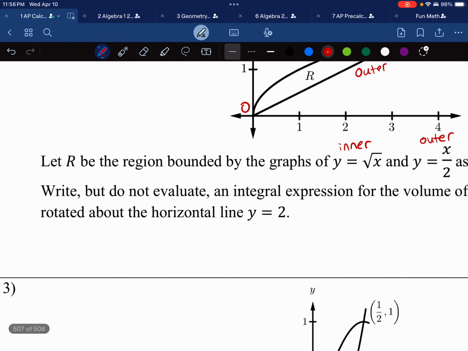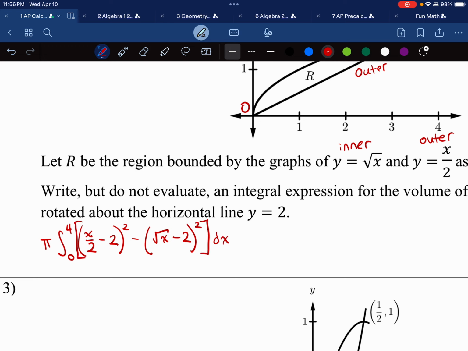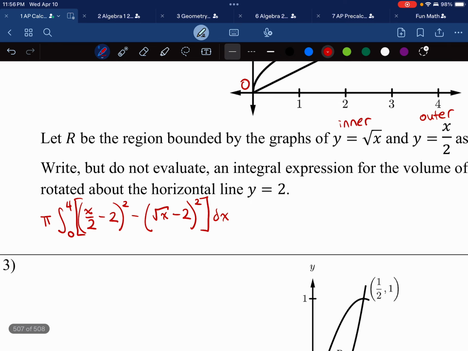Let's go ahead and write our formula. So don't forget our pi. It's going to be the integral between the start, which is 0, our end, which is 4, and then I'm going to do my outer function, which is x over 2. I'm going to subtract my horizontal line 2. That entire quantity is going to be squared. Then I'm going to subtract my next function, which is going to be square root of x, and then I subtract my horizontal line 2. That entire quantity squared, and then technically all of this stuff needs to be multiplied by dx.